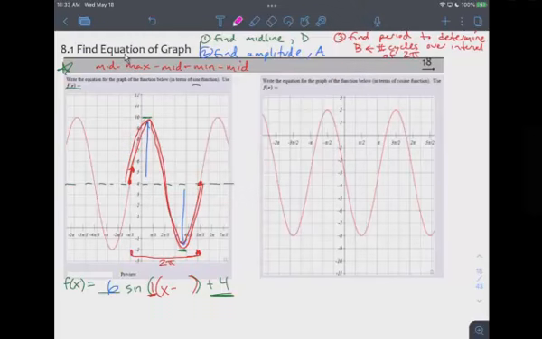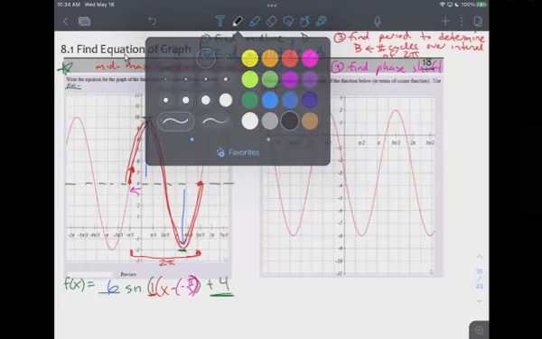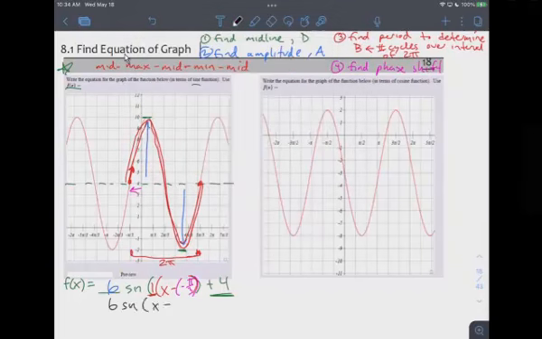And then the final thing I need to do is see my phase shift. When I look at this graph, which was normally at 0 for a sine graph, it got shifted to the left how many units? It got shifted minus pi over 3. That's my phase shift, so that's what's going to go right here. Minus pi over 3 is my phase shift. So what this means is my overall equation, when I put all of that together, is 6 times the sine of x minus a minus, which is plus, pi over 3, all plus 4.